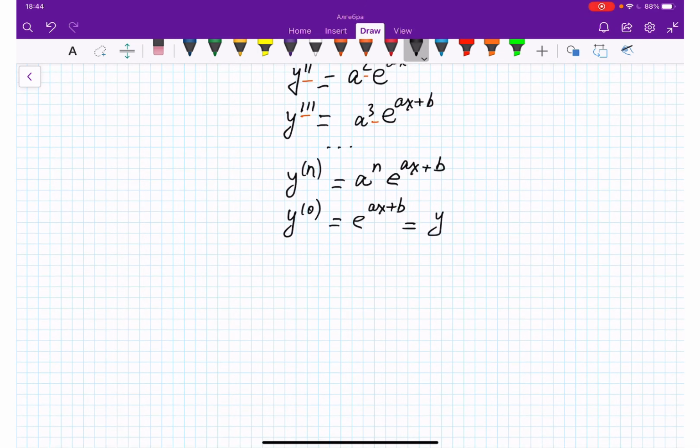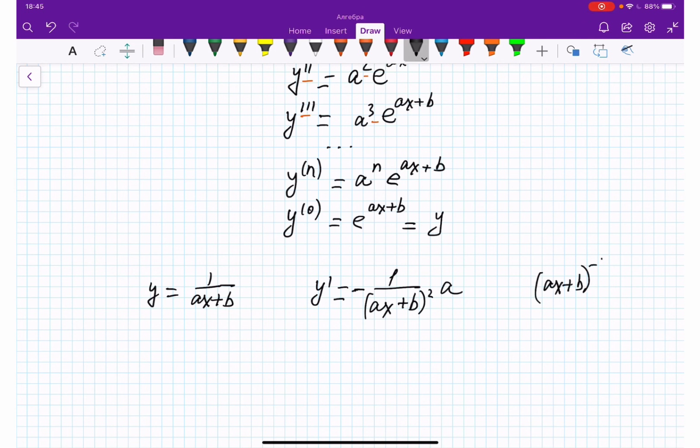Okay, another example. Derive a general formula for the nth order derivative. Okay, we have y is equal to 1 over ax plus b. So the first derivative, y prime, is going to be negative 1 over ax plus b squared times a. How did we get this? So I am representing here ax plus b to negative 1, right?